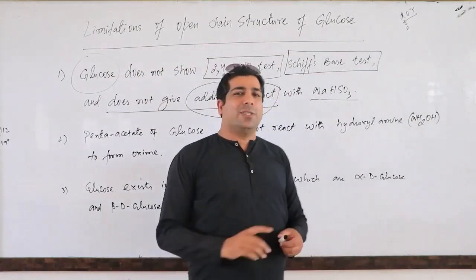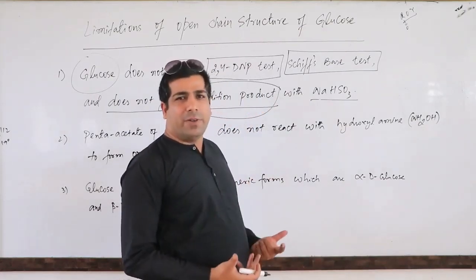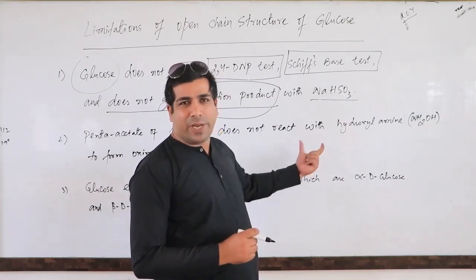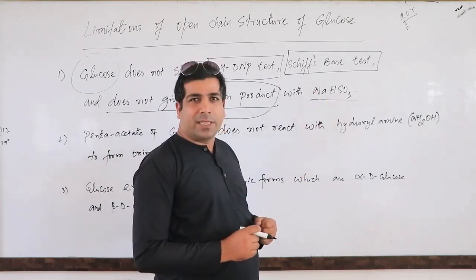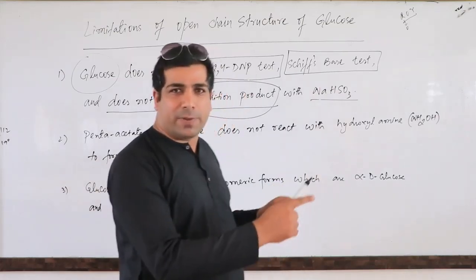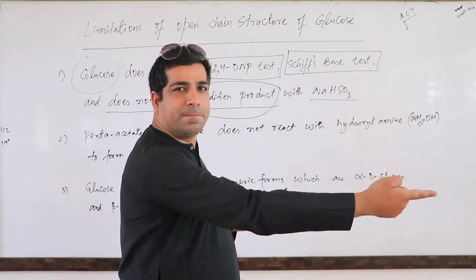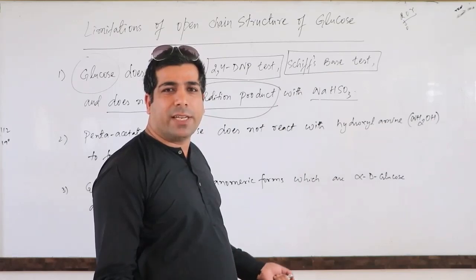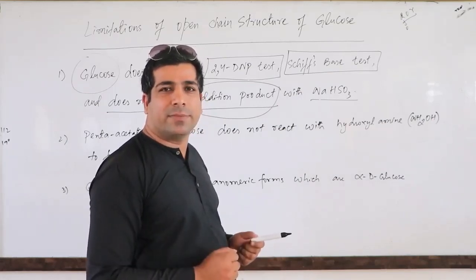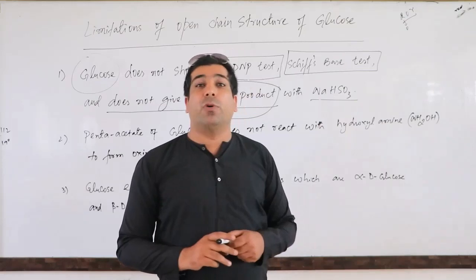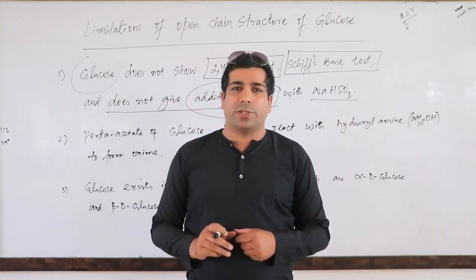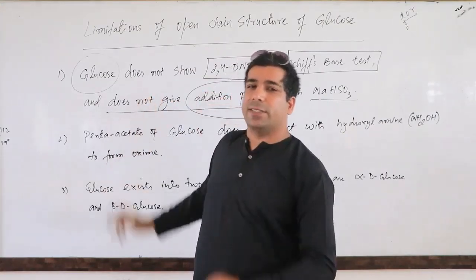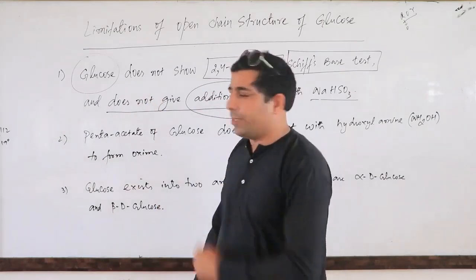When somebody asks you why glucose doesn't give the 2,4-dinitrophenylhydrazine test, the Schiff's base test, or react with sodium bisulfite, the answer is that the open chain structure changes into the cyclic structure, and that cyclic structure does not have a free aldehyde. That's why it does not react. It's a limitation of the open chain structure. I am repeating, it changes into the cyclic structure.